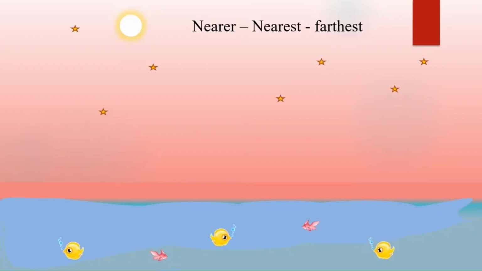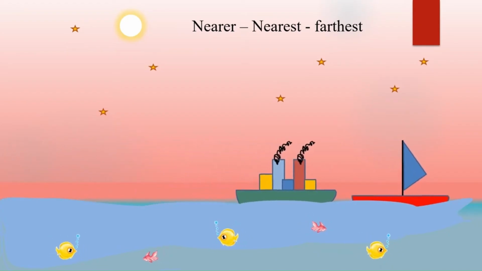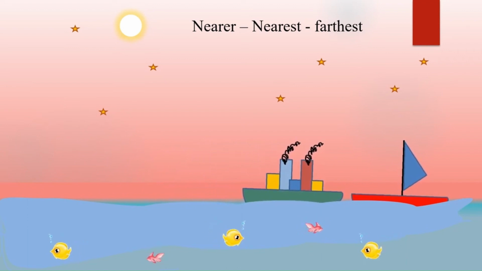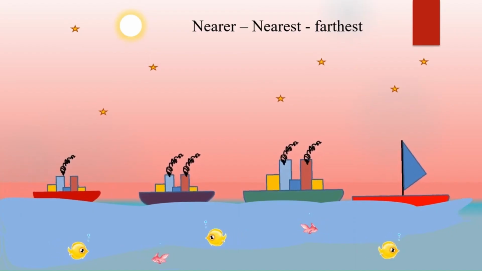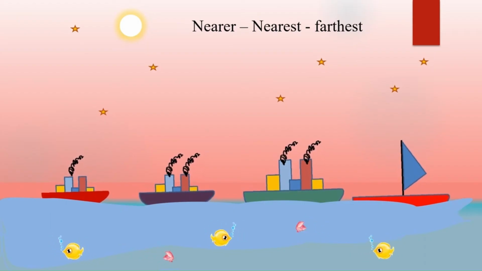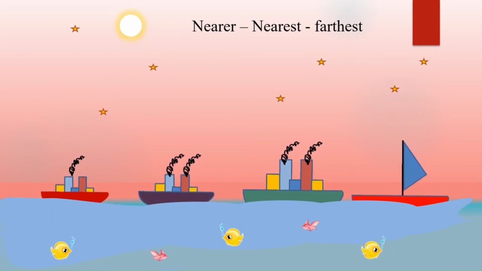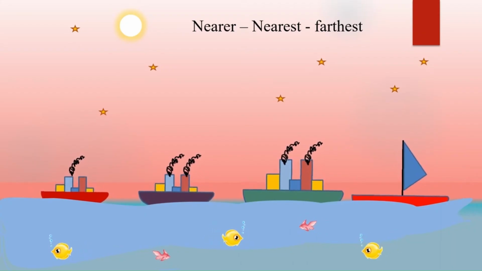Here we are going to learn the position words nearer, nearest, farthest. Now you can see this yacht. One cruise is coming nearer to the first yacht. One more has come, blue color, and one red color. Now where is this red color cruise in relation to the yacht? It is farthest, isn't it? It is farthest. And the green color one is nearest to the yacht. When you go on a cruise, you can see so many things.